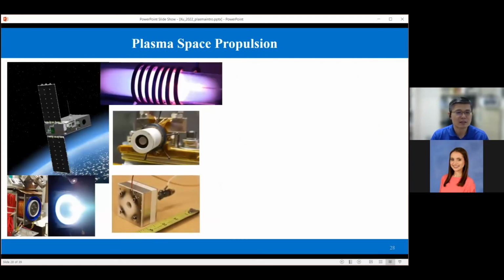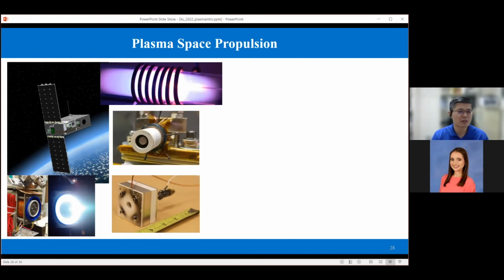Right. Talking about satellites, right? Space propulsion, plasma space propulsion is also an area that we work on. So here, just some examples. Here, just a random picture of a CubeSat, a 6U CubeSat. Here are some thrusters, small Hall thrusters, ion engines, and cathodes that have been developed by various researchers within the state.